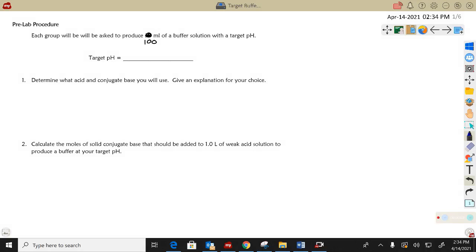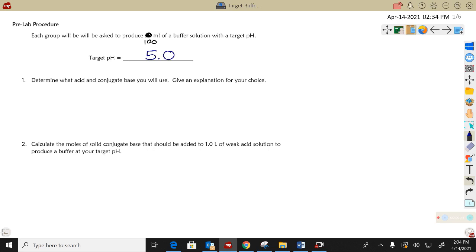By the time we're done with this lab on buffers, you are going to be a buffer master. You'll know everything there is to know about acid-base buffers. The purpose of this lab is to create a buffer at a target pH. I will give each group a target pH, and ours is going to start with 5.